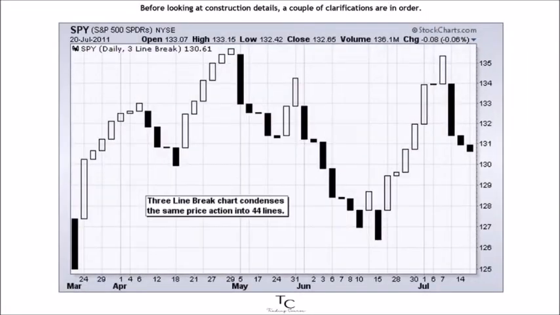Before looking at construction details, a couple of clarifications are in order. First, the black and white bars on the price chart are called lines. Second, line changes are based on closing prices, not the high-low range. Third, three-line break charts evolve based on price, not time.